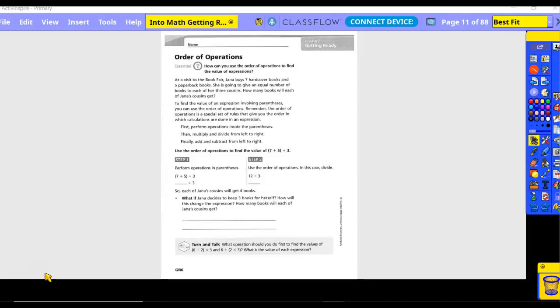Okay, so they give us the first step, but we also need to remember the word PEMDAS, okay? Or please excuse my dear Aunt Sally, okay? So let's write PEMDAS right here.